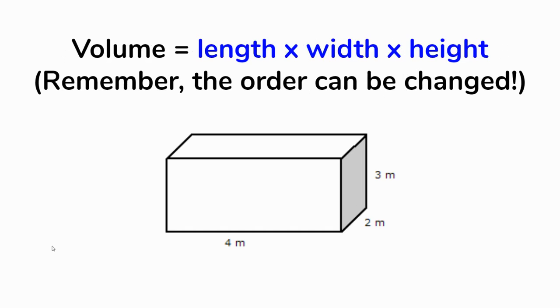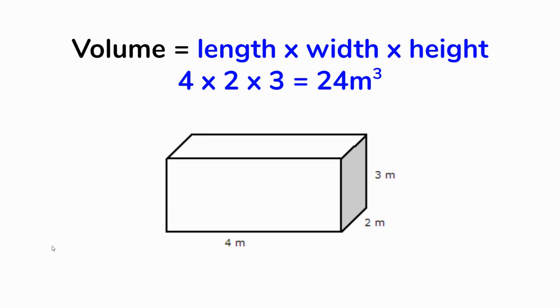So for this prism, we're going to use that formula, length times width times height. Remember, with multiplication, the order can be changed. You don't have to do length times width times height in that order. You can do it in any order that you like. But for this problem, I'm just going to follow length times width times height.